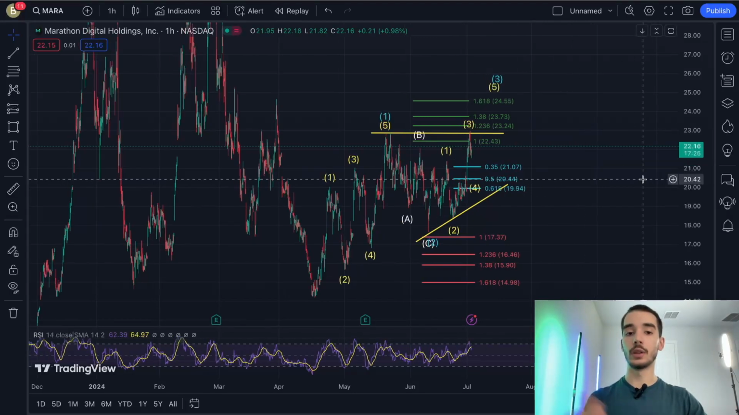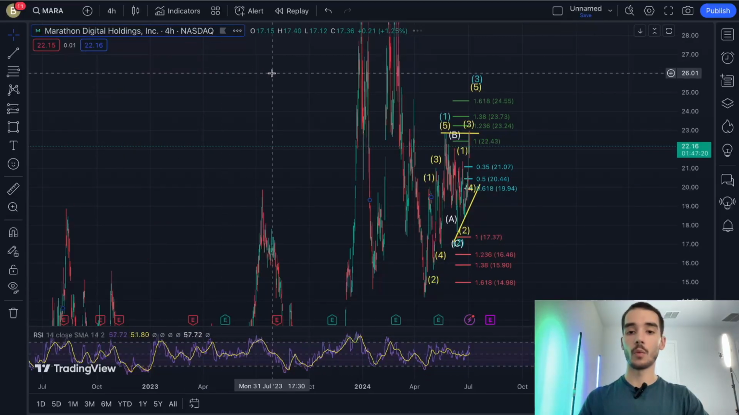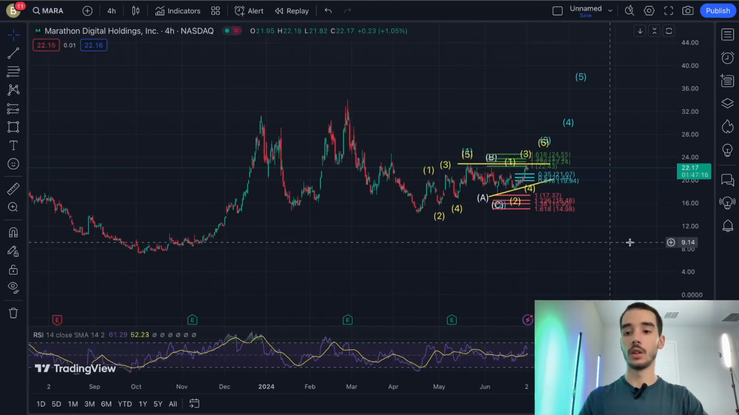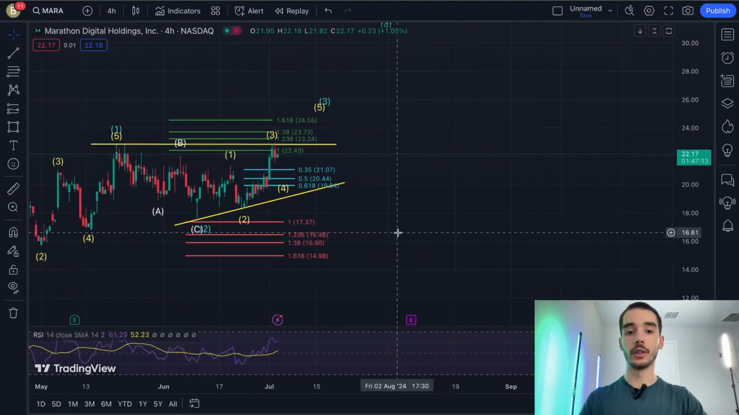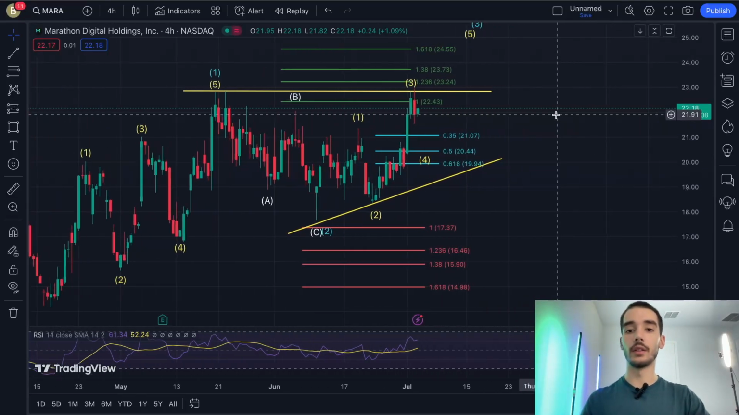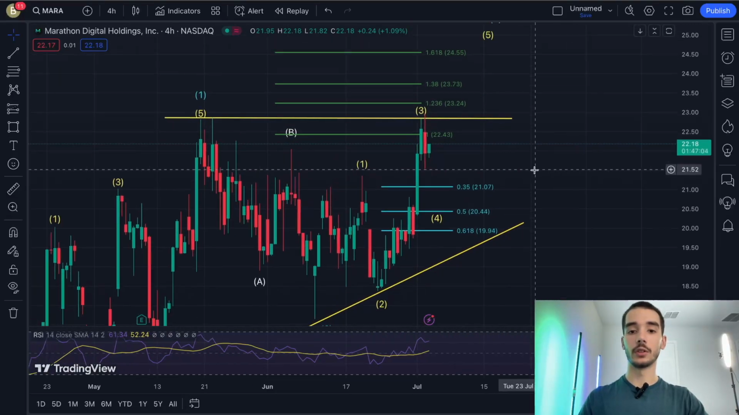So let's jump into what we're really talking about, which is the current wave structure that we're in right now and what we're looking at short term. So on the 4 hour, which is my preferred trading time frame, or at least to analyze, is on the previous video we were looking at. Let me get closer.